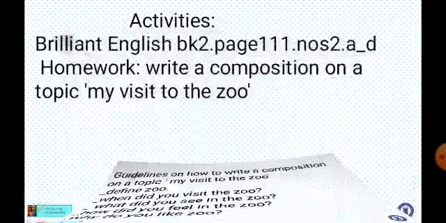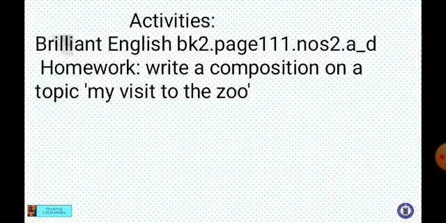So the activities which you are going to do is the classwork. You check your English Brilliant Book 2, page 111, and you are going to answer number 2A to D. That is the classwork, the activity.